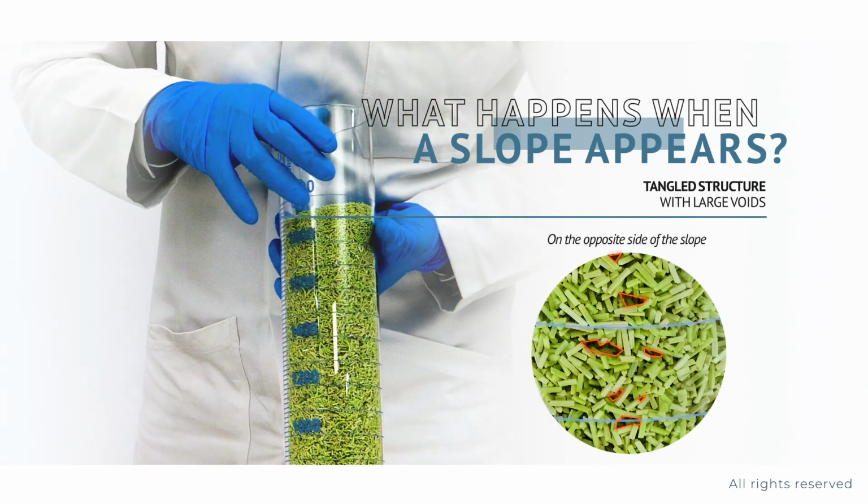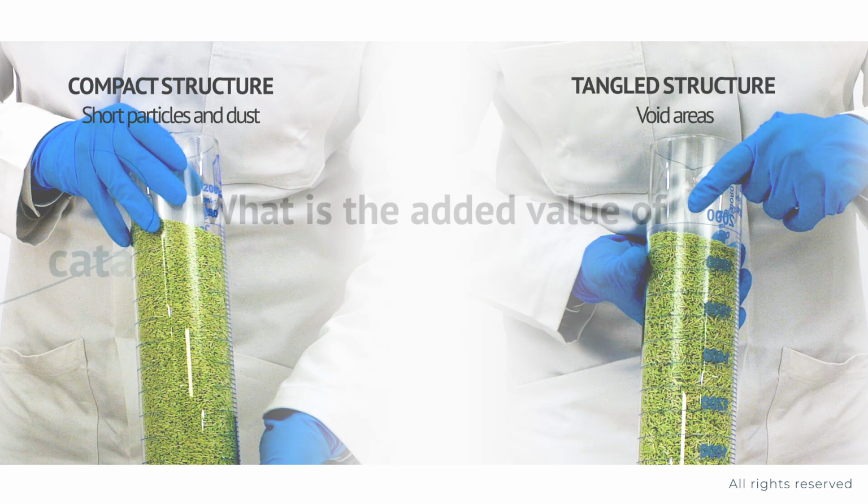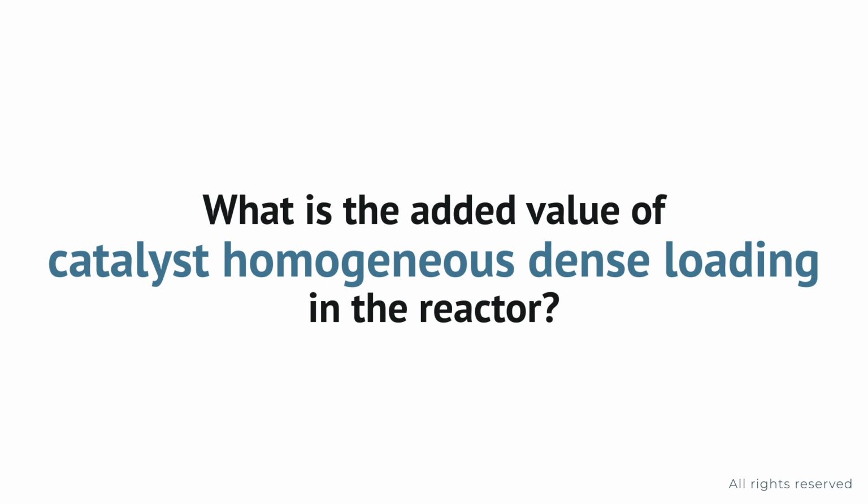Such differences produce preferential channeling when reagents flow through, enhanced with some accumulation of coke. This phenomenon appears with conventional sock loading and lower-quality non-homogeneous dense loading. Now let's have a look at the real-world consequences of filling your installation.